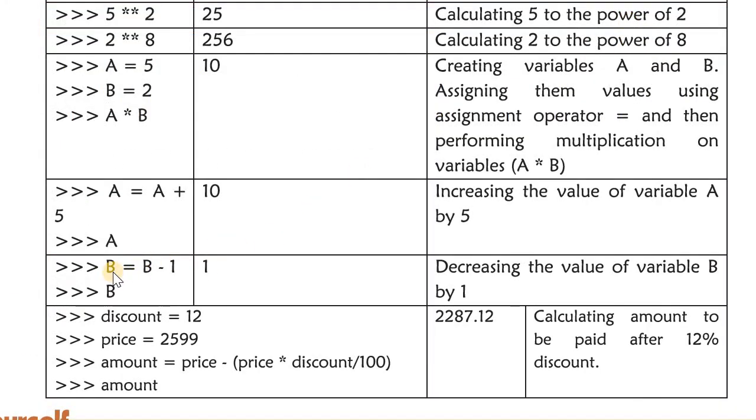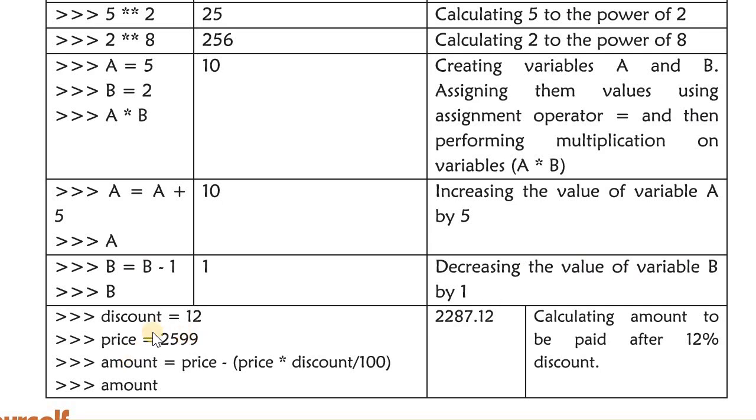Similarly, if I write B equal to B minus 1, and again I try to find the value of B, previously B was 2. So the new B will be 2 minus 1, which is 1. That decreases the value of B by 1.